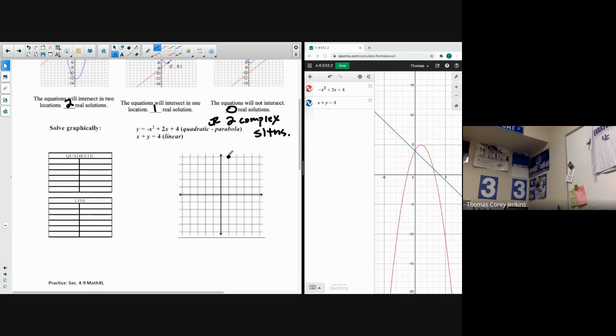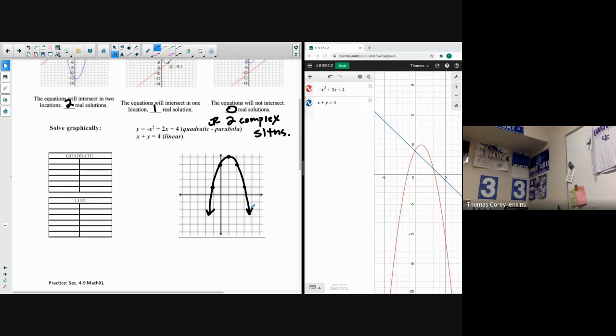So right there, and then I go down 1, right 1, down 1, left 1. And then I can go down 1, 2, 3, 4, right 2, down 4, left 2. Okay, so that's a pretty good snapshot of my parabola.